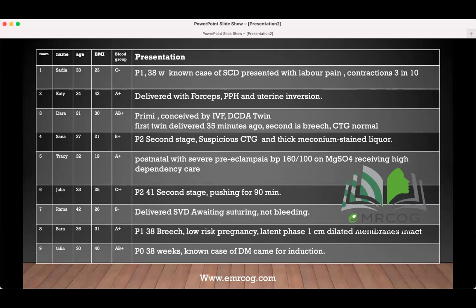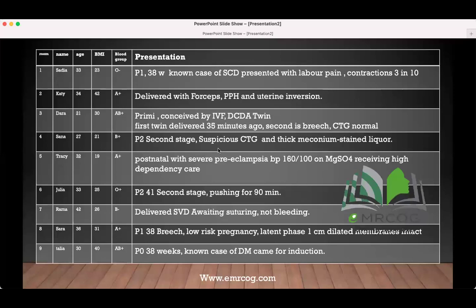Please don't say routinely oxygen or IV fluid. It's now changed. Only oxygen if there is reduced saturation, only fluid if there is proof of dehydration. Otherwise, don't say it routinely. Say if it is indicated. Left lateral position, of course, is advised for everyone. And if there is oxytocin, you stop the oxytocin, and after that we can consider either fetal scalp stimulation and/or expediting delivery.